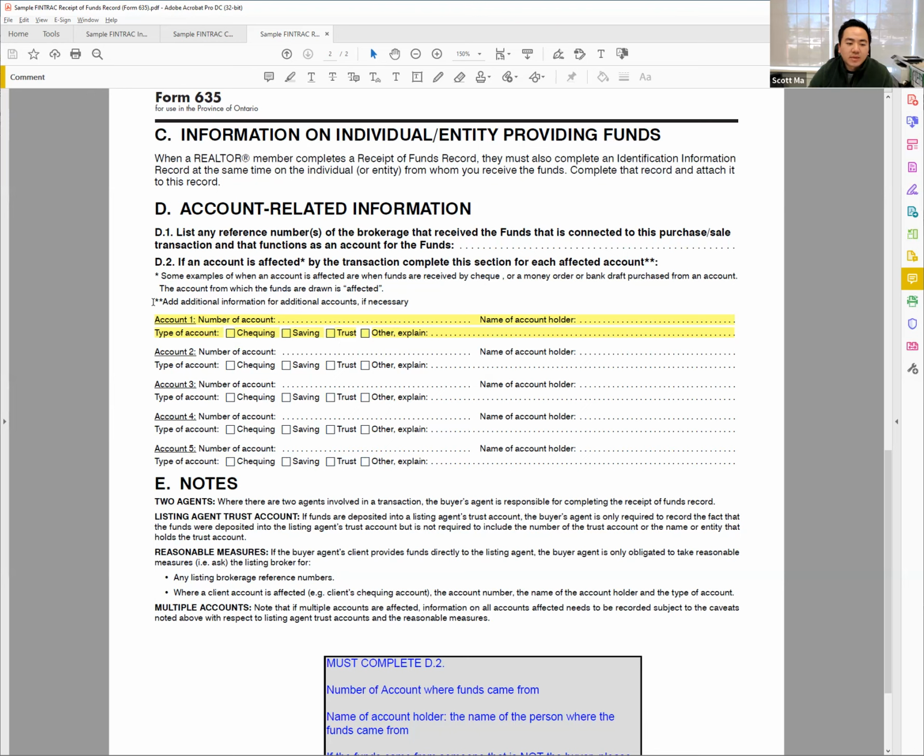Obviously, some clients may ask you, why do I have to give you my account number? Well, your simple response is, this is for FINTRAC. I'm obligated to keep these records, and these records are all confidential. They're not shared with anyone. It's only for FINTRAC purposes. So that's how you can explain why this information is needed.